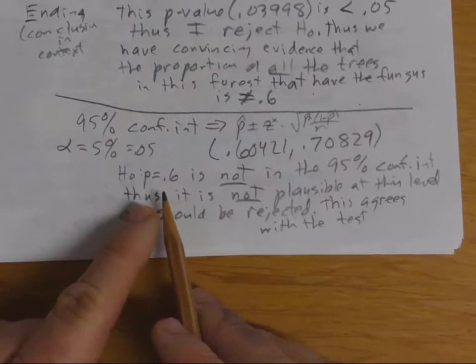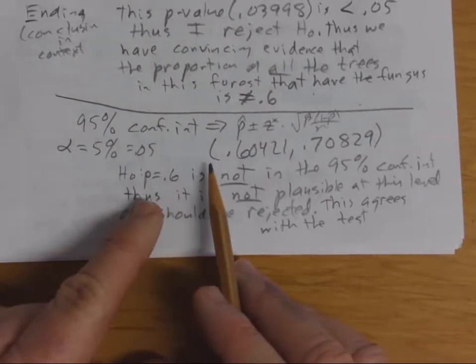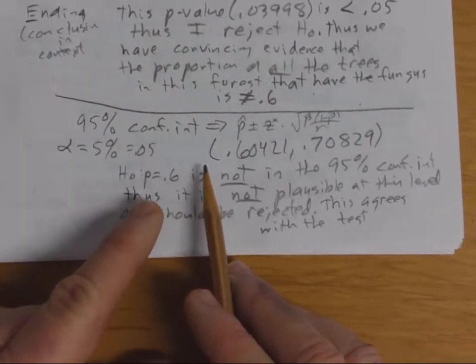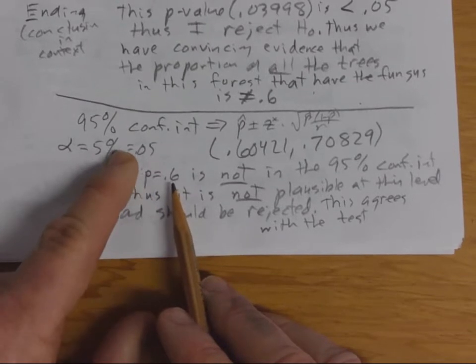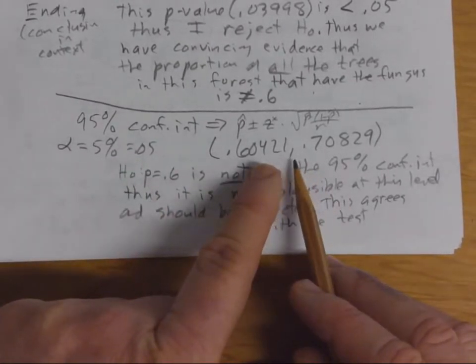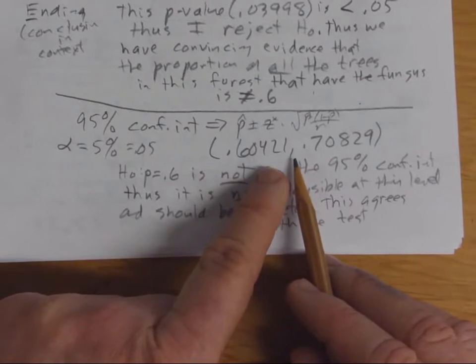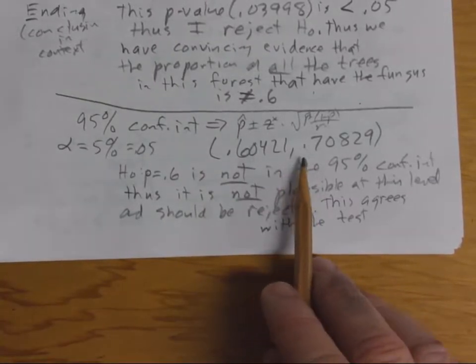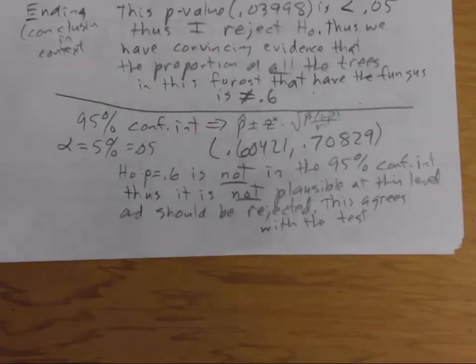So the relationship there is, if your hypothesized value is not in the interval, that means the p-value of the related test is going to be below the alpha. Whereas if we pick something in the interval, like let's say 0.65 was our hypothesized value, which would be actually really close to our p hat, then you would expect a high p-value because you would not reject it. Okay.